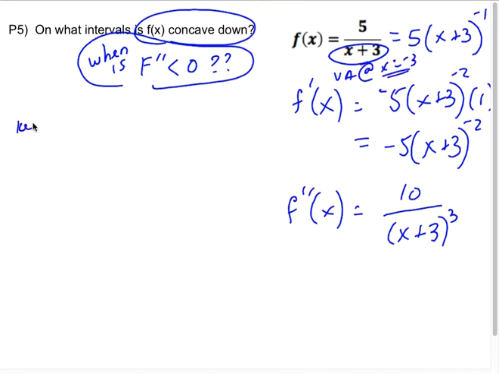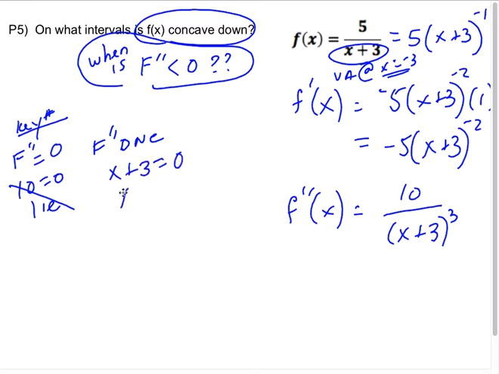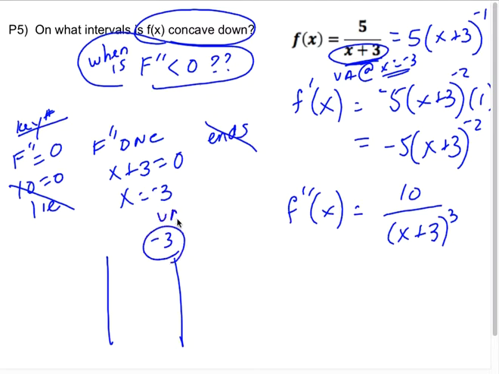So when I go to find those key numbers, right, f double prime is 0. Well, that's never going to happen because 10 equals 0 is a lie. The top is never going to be 0. F double prime does not exist. Well, that's going to happen when x plus 3 is 0, which is at x equals negative 3, which fits because it's a vertical asymptote. And there are no endpoints, right? There aren't any ends here. So when I make my sign chart, the only thing that goes on here is a negative 3, and I would go ahead and give yourself a heads up that it's a vertical asymptote because that can kind of inform what it looks like, right?